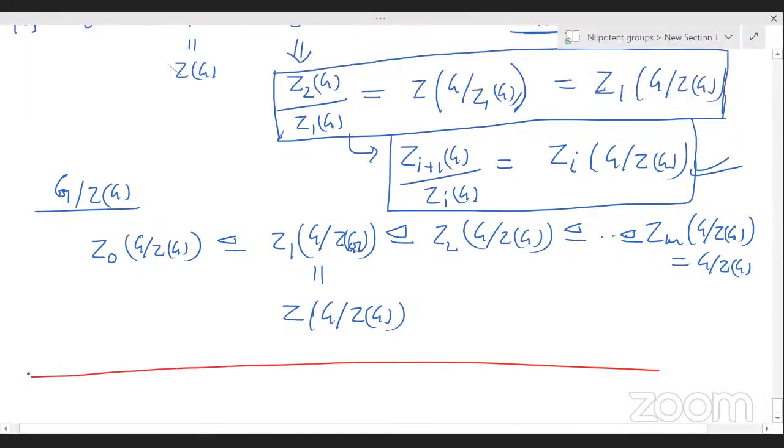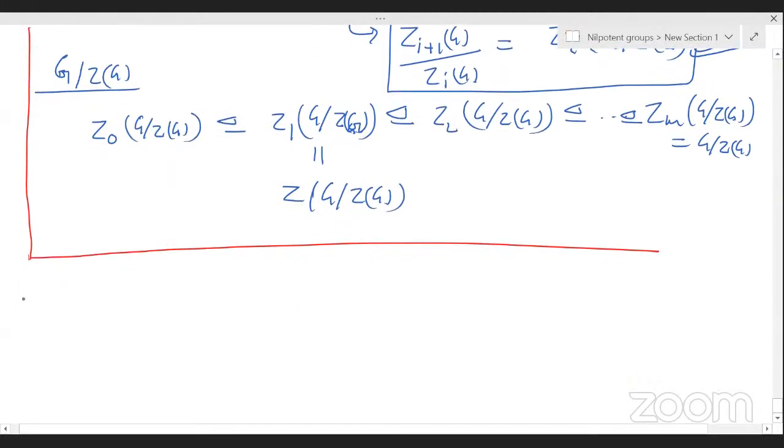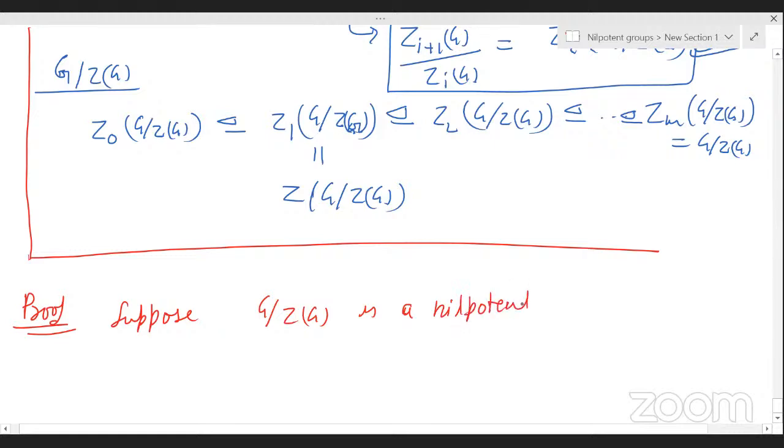So this was the rough work, just to understand the things. Let us start the proof. Suppose G/Z(G) is a nilpotent group of class m. Suppose it is a nilpotent group of class m.